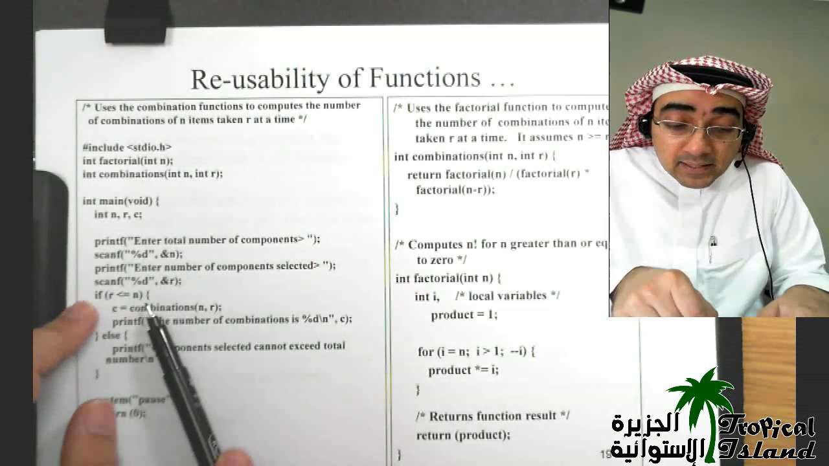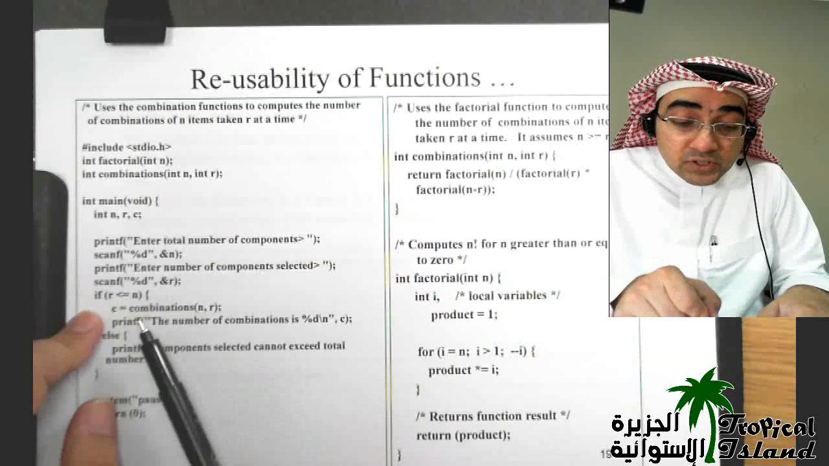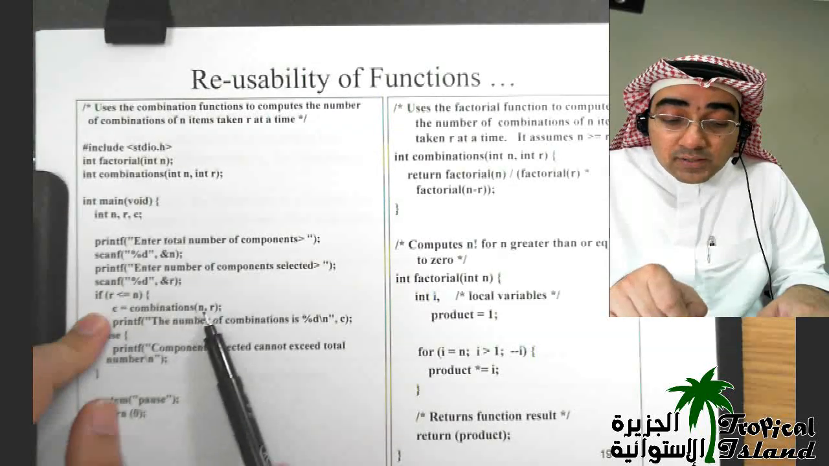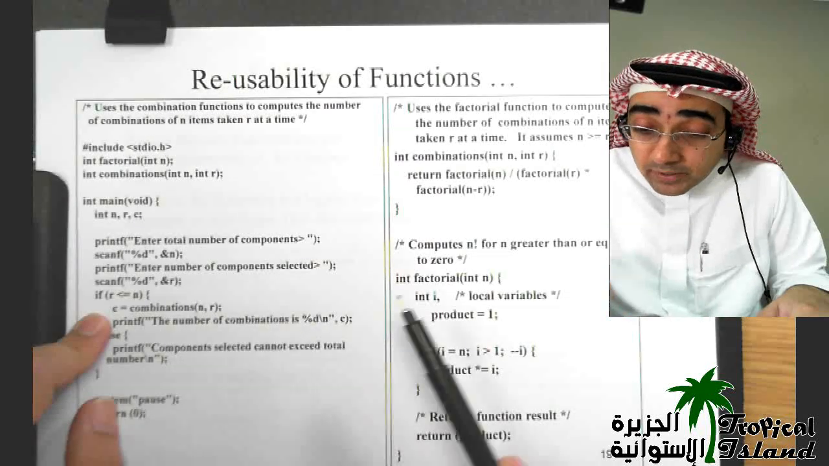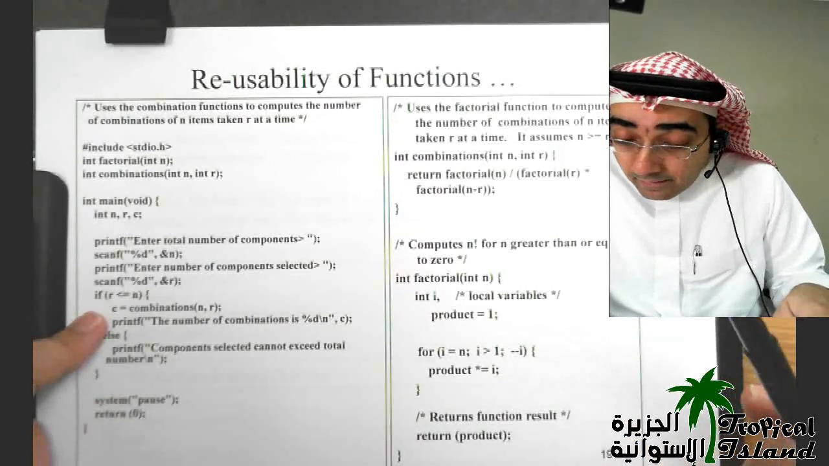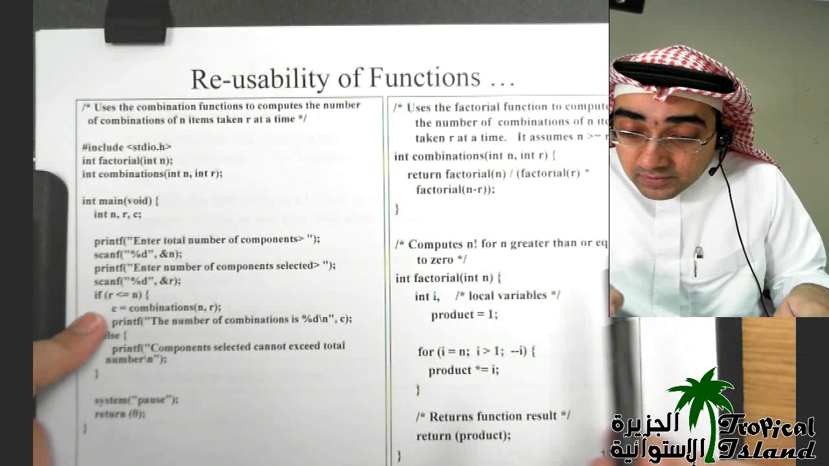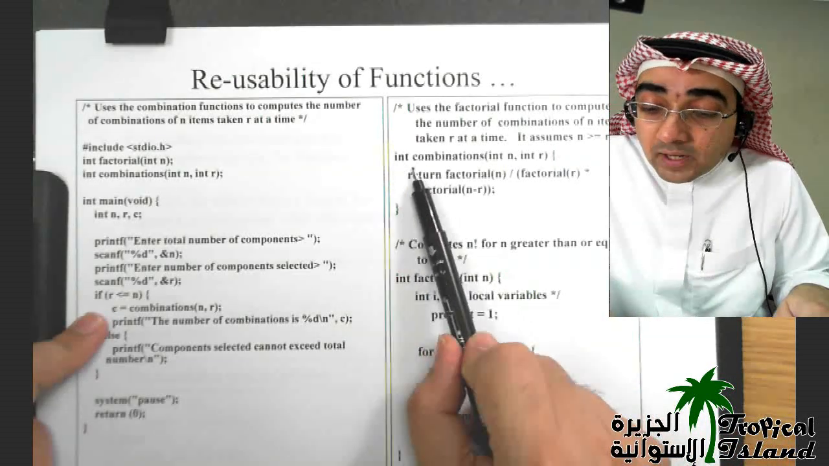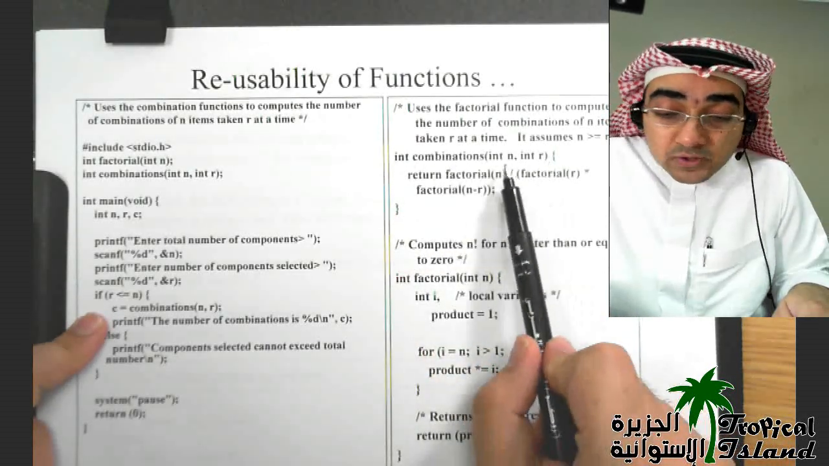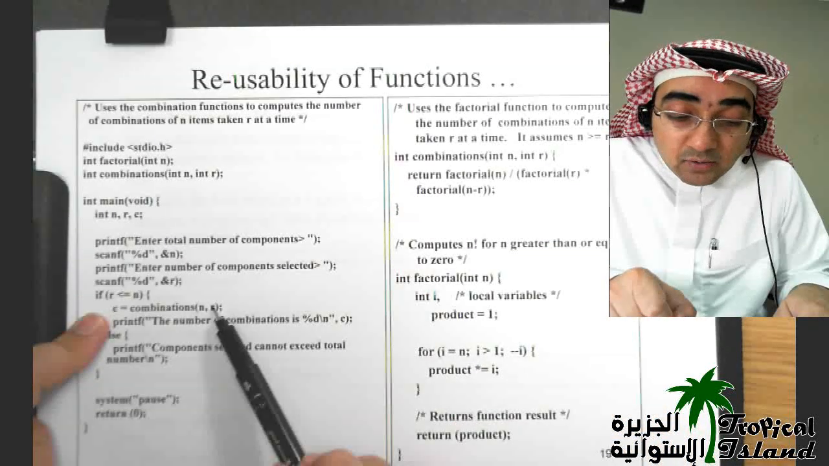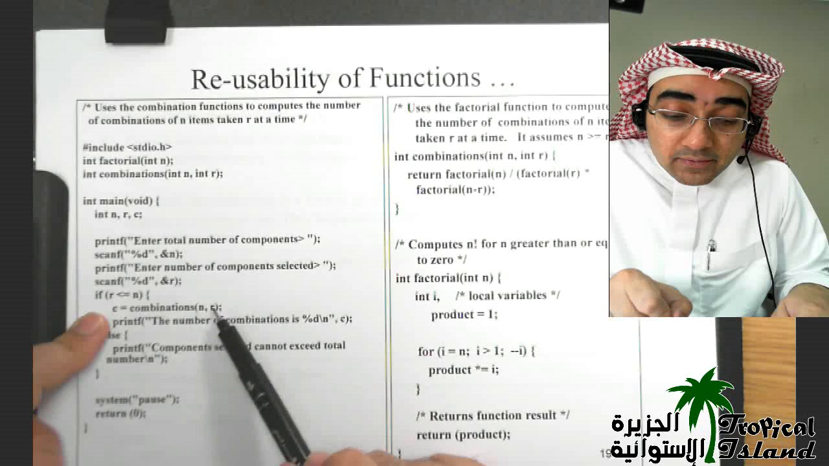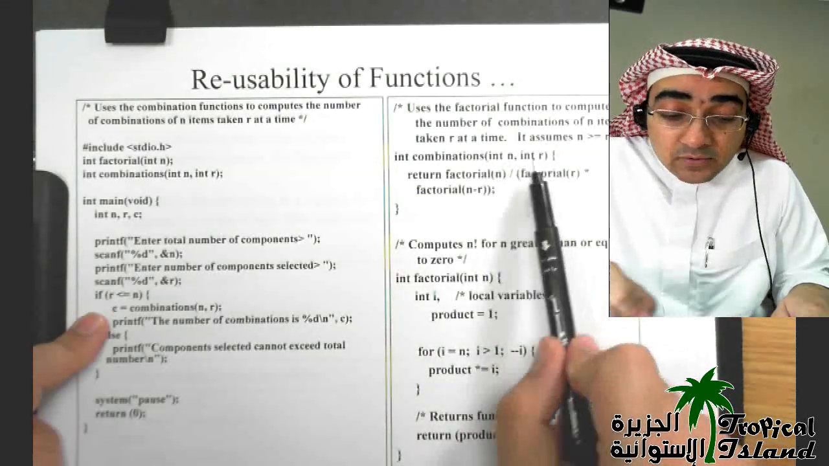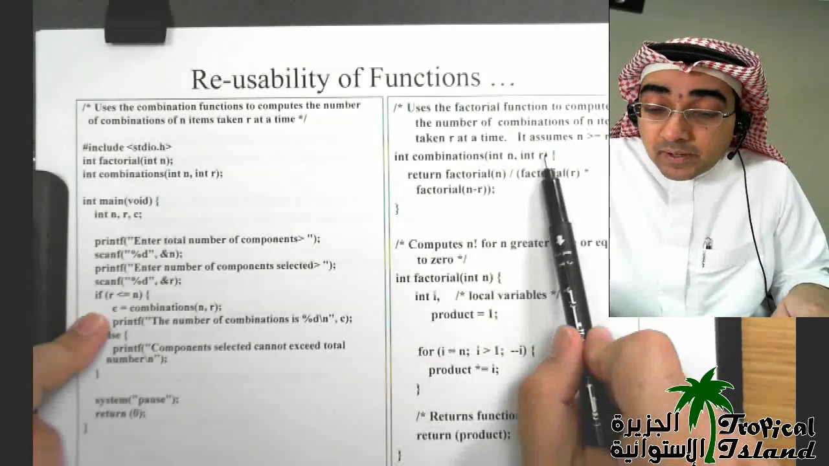If we have r less than n, that means we can do a selection. We say c is equal to combination n and r. When we say combination n and r, this is a function call. We're going to go to the combination function, int combination, int n and int r. So we're going to pass the n and r over here to n and r over here. By chance this time we have the same names here and here. So n is going to be passed to n and r is going to be passed to r.